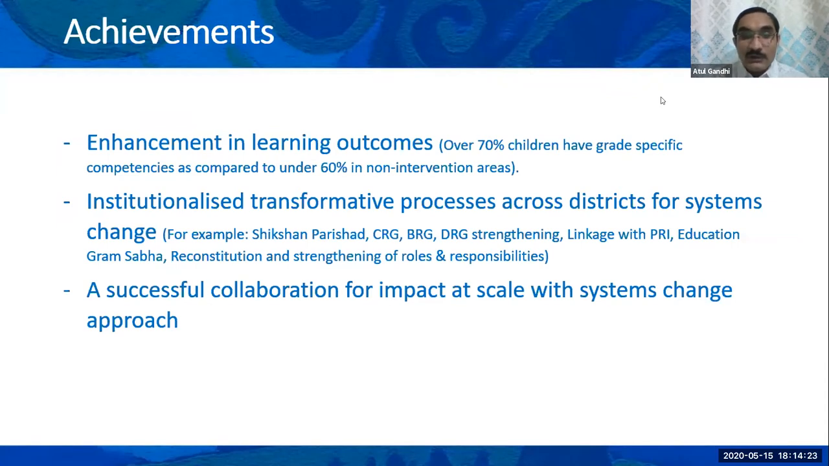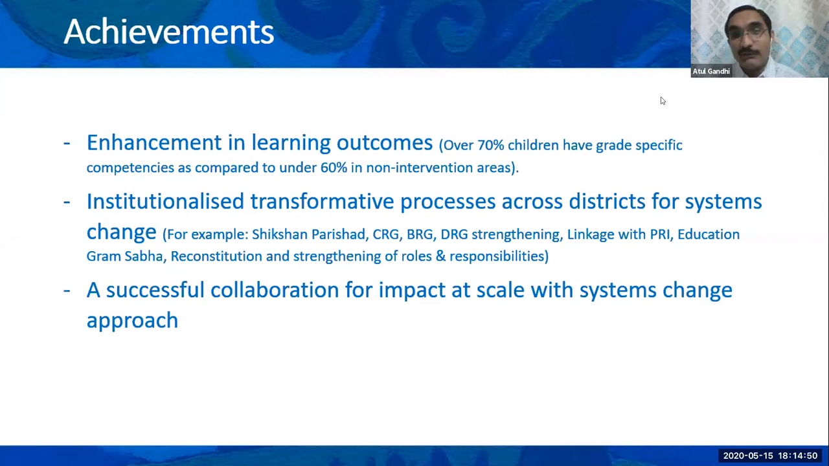We also work with the system to enhance the role, responsibility, and functioning of the cluster, block and district resource groups to strengthen them. Linkages with Panchayati Raj institutions, that is the Gram Panchayats, Panchayat Samiti, and Zilla Parishad, to make education a priority issue for them has been one of the remarkable achievements that we have started.